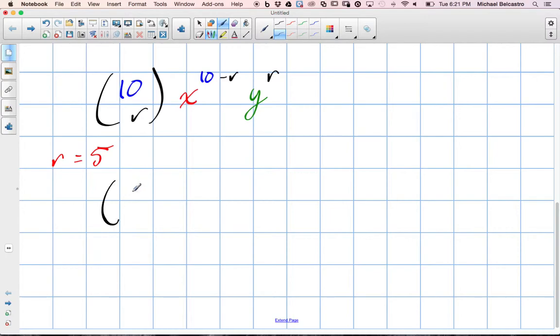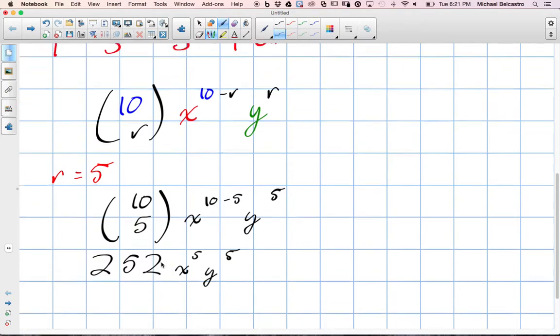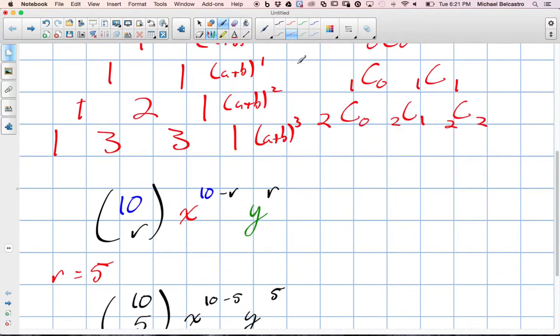It would essentially be 10 combination 5, and x to the 10 minus 5, and y to the 5th. So 10 combination 5 is 252. 10 minus 5 is 5, and y ends up being 5. So this is our term here. We can check that, and it's a bit annoying, but I'm going to show you what it means by that in Pascal's triangle.